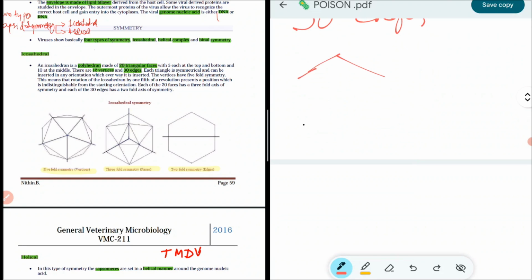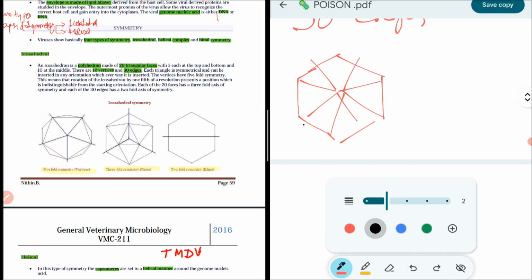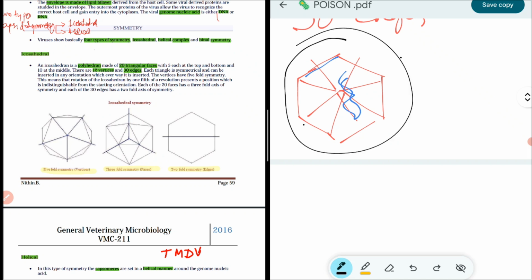It looks like this. And inside this there is, as you all know, a genome. Genome is surrounded by the capsid, and the capsid proteins, the capsomers, are arranged in a manner which gives an icosahedral symmetry. And to cover this, there is a lipid bilayer structure, that is envelope, which has got glycoproteins called spikes.